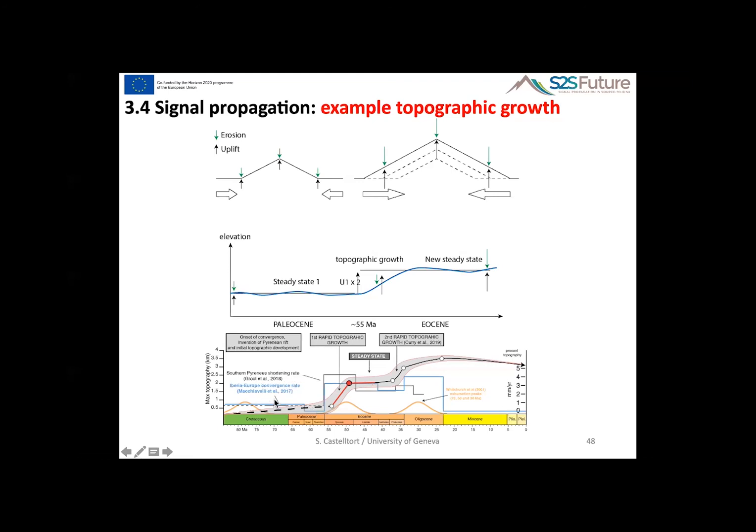As you can see, basically the blue is the convergence rate between these two plates, Iberia and Eurasia. Here they go against each other at a rate of less than 1 millimeter per year. Here it decreases a little bit at the end of the Paleogene, and then there's a large increase to something like 2 millimeters per year at the boundary. Why is it at the Paleocene-Eocene boundary?